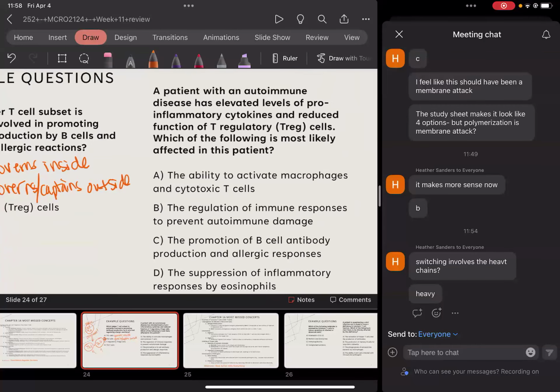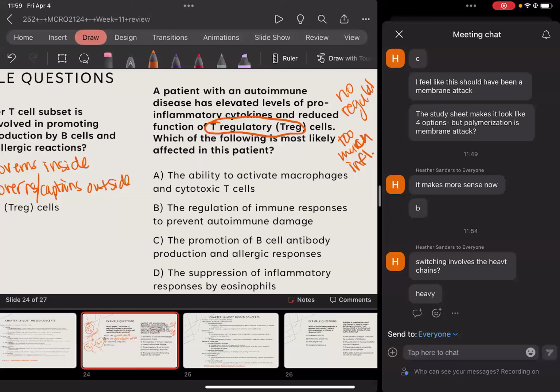All right, a patient with an autoimmune disease has elevated levels of pro-inflammatory cytokines, and that reduces the function of the T regulatory cells. So this person is losing regulation. They're having too much inflammation. So which of the following is most likely affected in this patient?